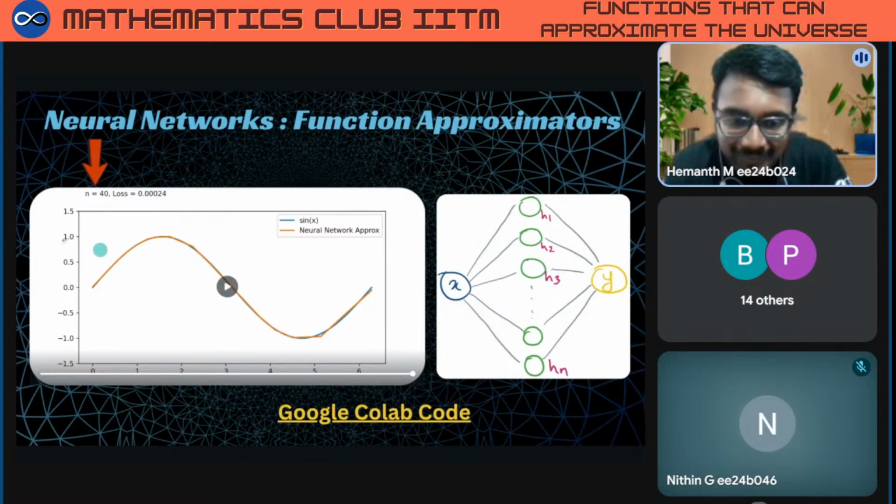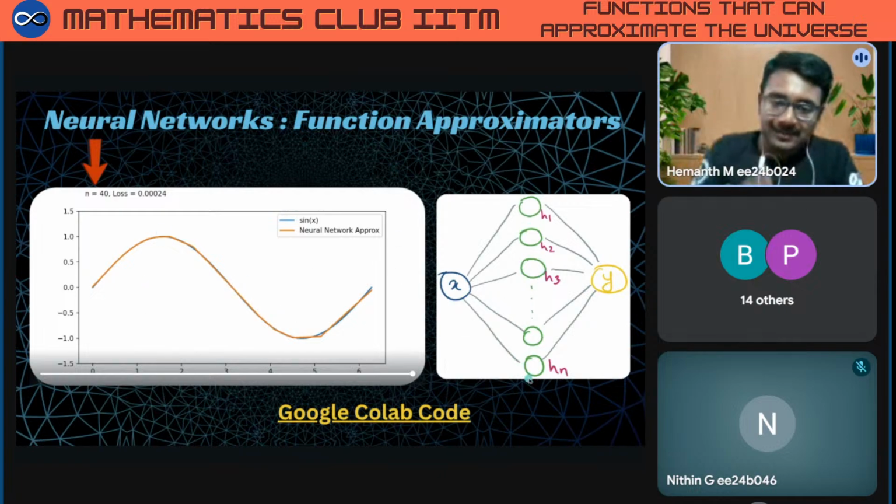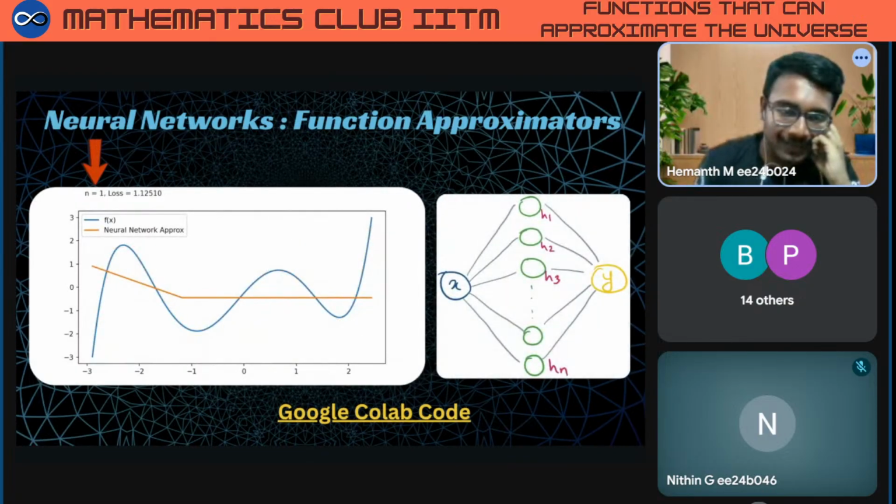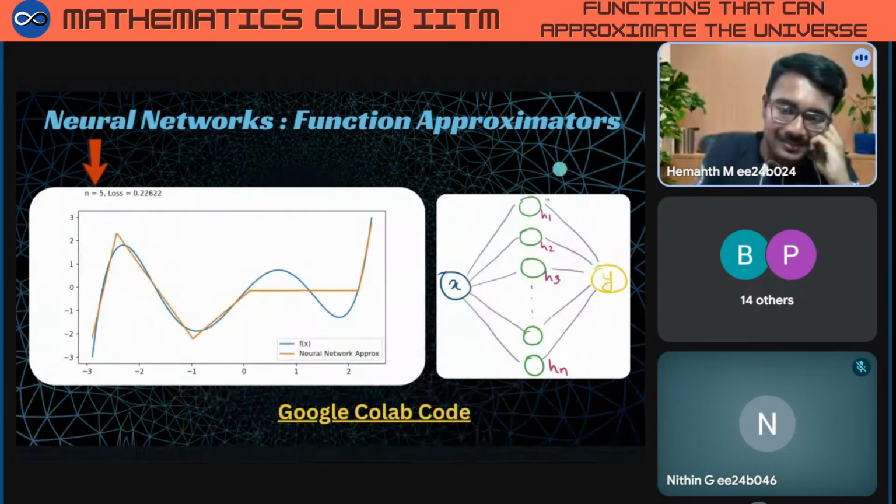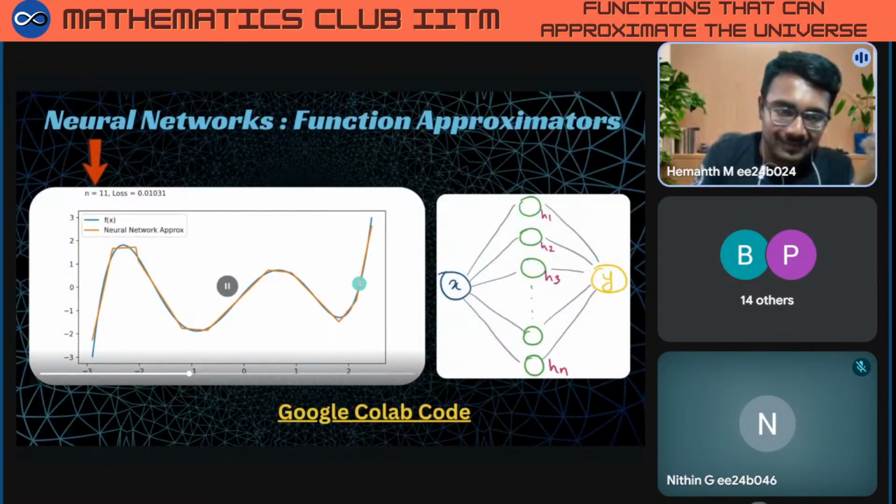But the fact that I wanted you to note here is that as I increase the number of perceptrons in the hidden layer, the approximation becomes better and better. You can approximate with higher precision. That was the key takeaway from this slide. Here you can also see how this same network approximates some other random arbitrary function. As n increases, the approximation becomes better and better.